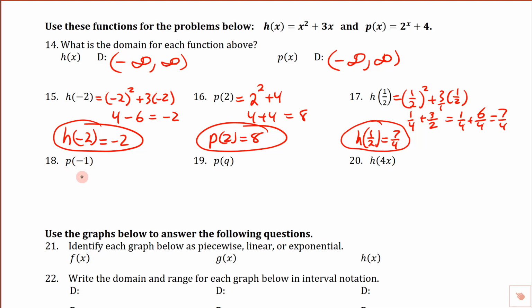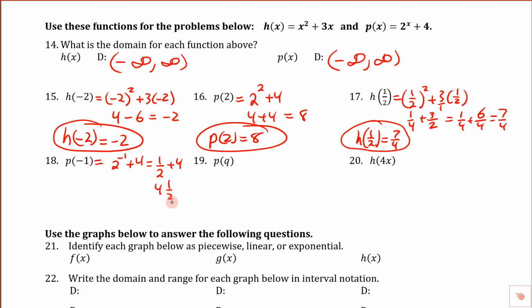Let's take a look at p of negative 1. Again, we're dealing with this exponential right here. So this is going to be 2 to the negative 1 plus 4. Remember what a negative in the exponent means. It means reciprocal. So this is going to be 1 over 2 to the first, or that would be 1/2, plus 4. So this is going to be 4.5.